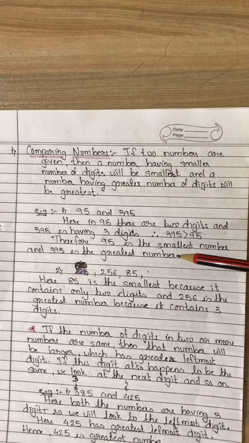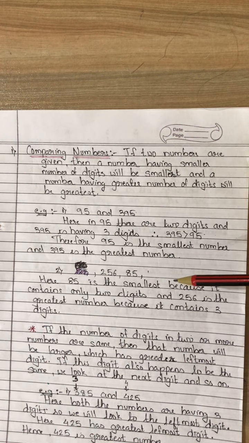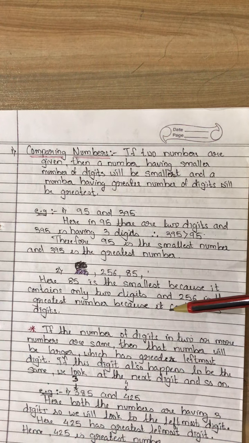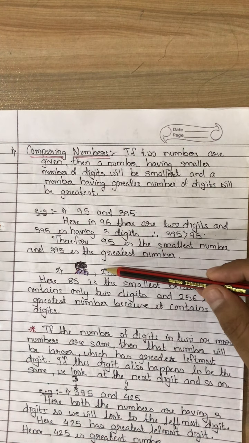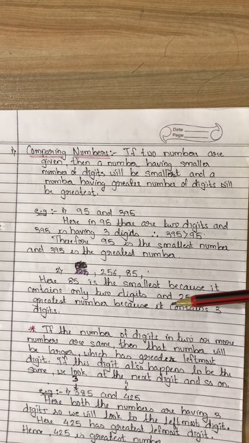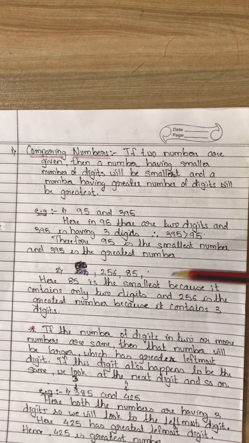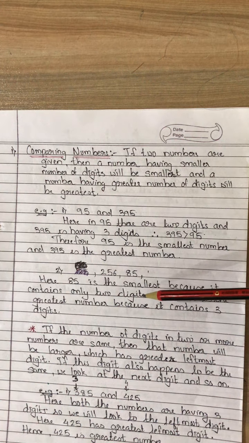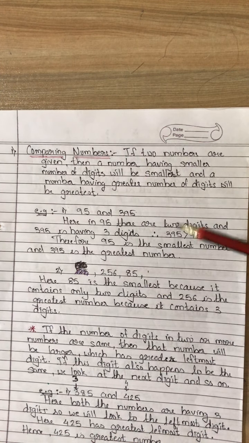Second example: 256 and 85. Now you must be clear. Here 85 has only 2 digits, while 256 has 3 digits: hundreds place, tens place and ones place. So here 85 is the smallest number. Why? Because it contains only 2 digits, and 256 is the greatest number because it contains 3 digits.